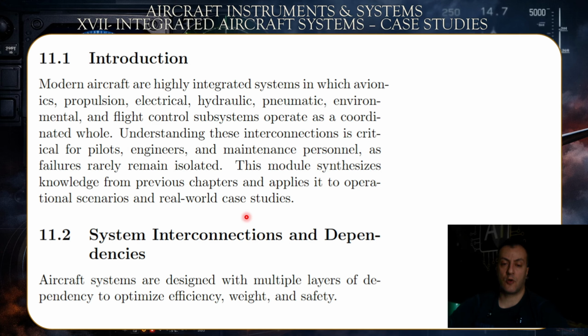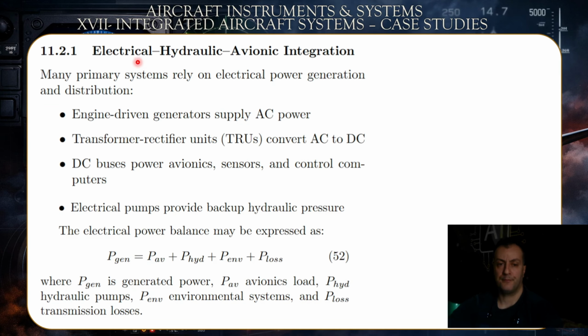11.2 System Interconnections and Dependencies. Aircraft systems are designed with multiple layers of dependency to optimize efficiency, weight, and safety. Electrical, hydraulic, and avionic integration. Many primary systems rely on electrical power generation and distribution. Engine-driven generators supply AC power.